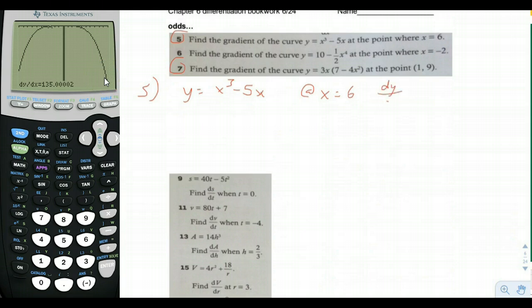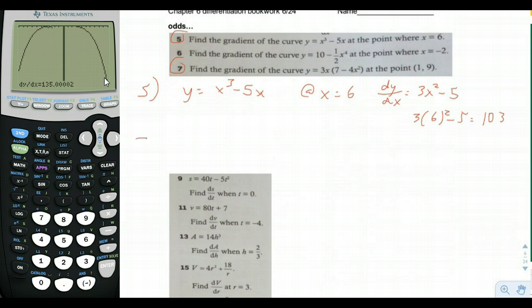When they say they want to know the gradient of the curve, one of the ways to do it, besides using the calculator, is to take the derivative, which I just did there. And then, since they want to know at x equals 6, the value at x equals 6 would be 3 times 6 squared minus 5, which is 36 times 3, which is 108, minus 5. It's 103. So the answer would be 103.